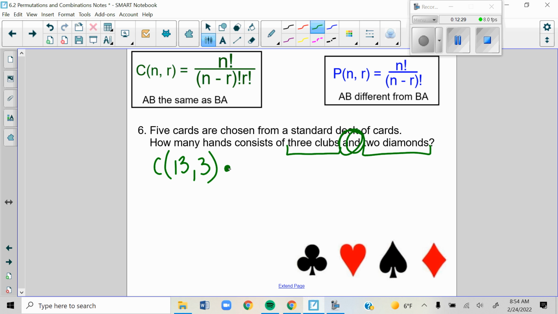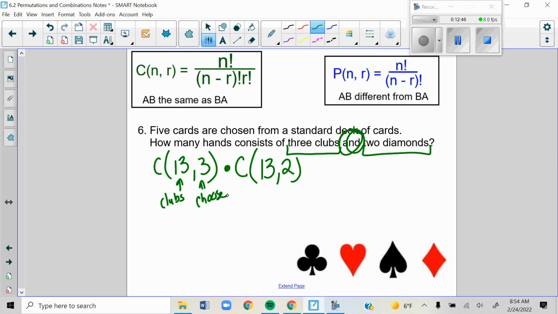2 diamonds. Again, it's a combination. How many total diamonds do I have to choose from? 13. And I want to know about choosing 2 of them. So again, this is the number of clubs. This is how many I'm choosing.